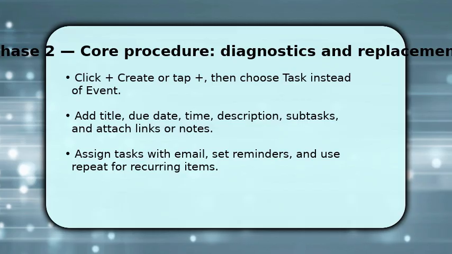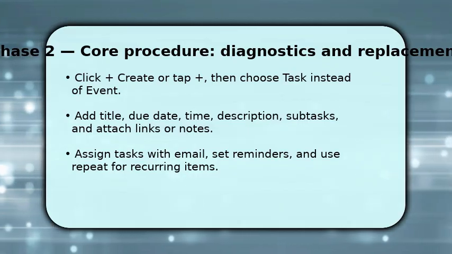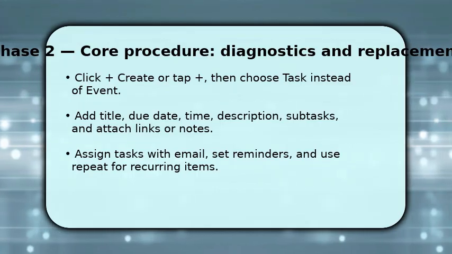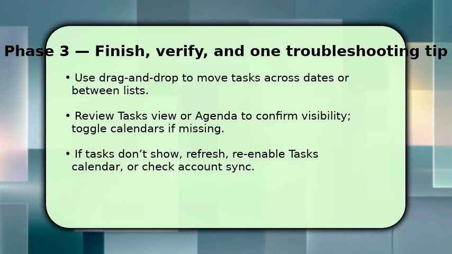If something repeats, use the repeat option to automate it. These middle steps build the task with enough information to act on it later. Finish by organizing and reviewing.